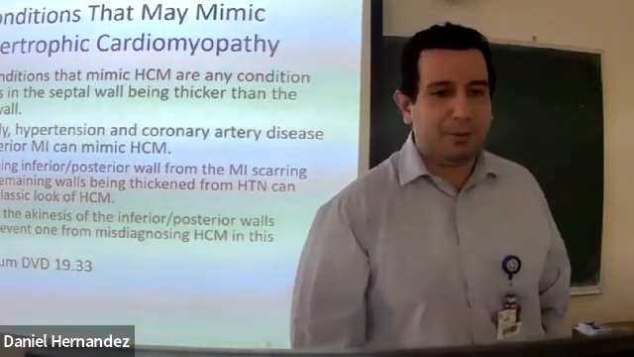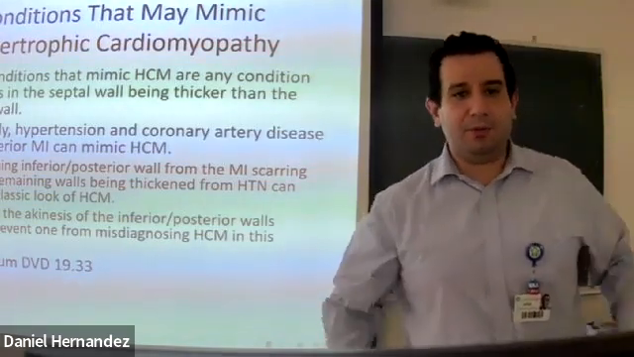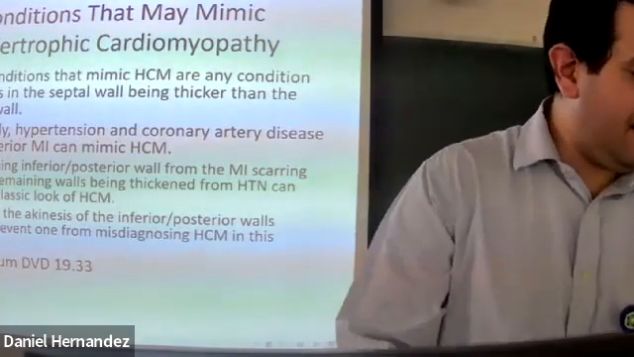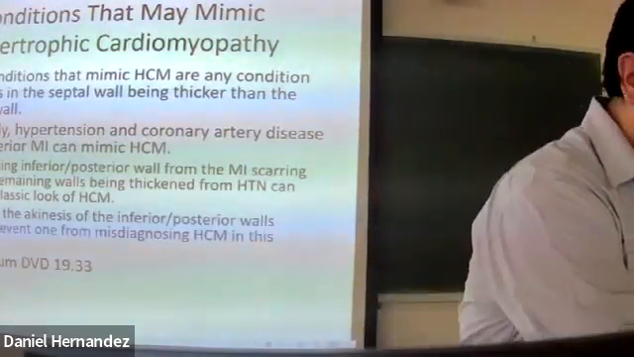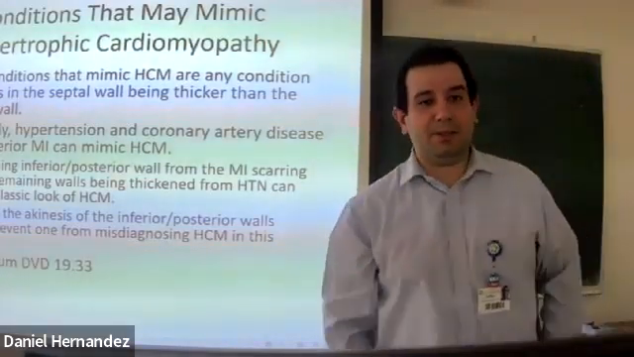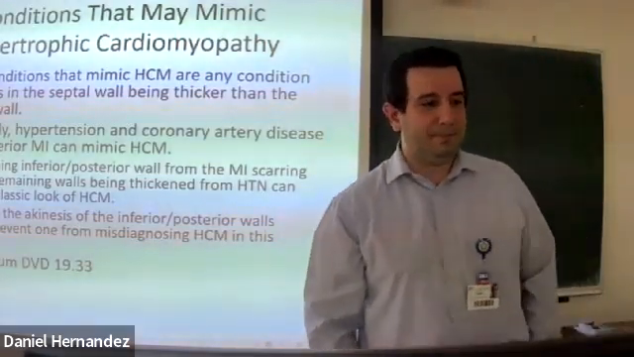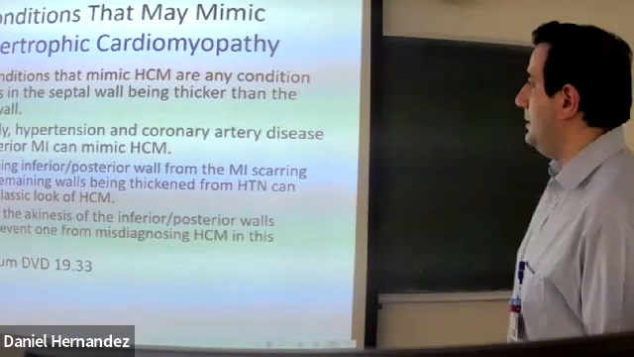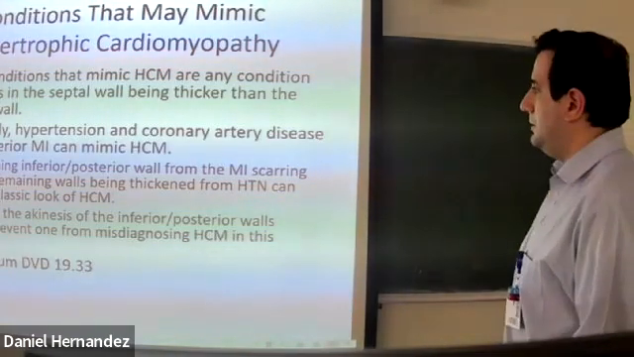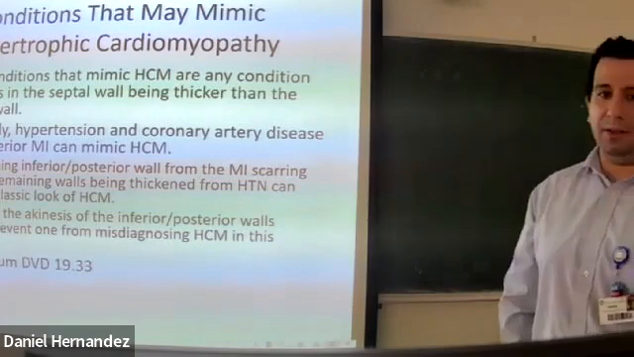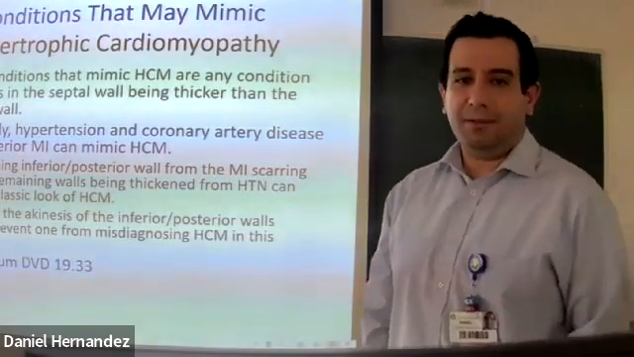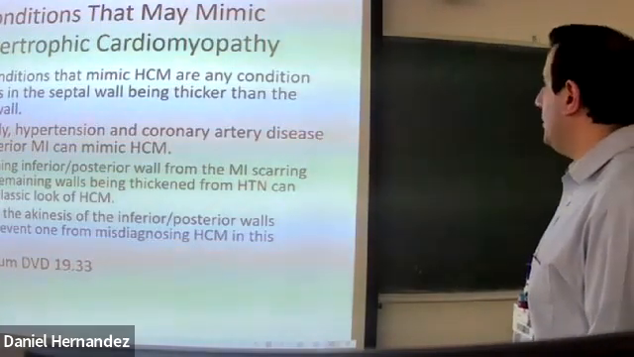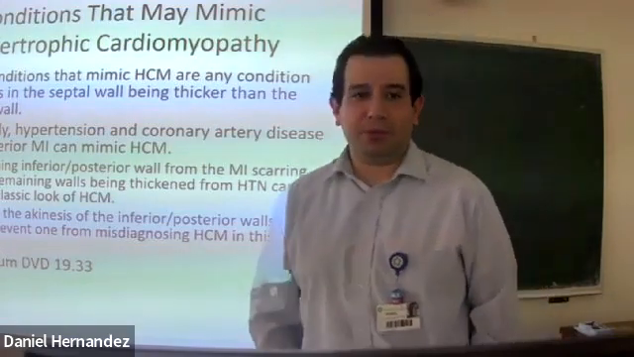Restrictive cardiomyopathy will have that biatrial enlargement, so two enlarged atria, normal sized ventricles, and that is primarily a diastolic dysfunction disease. The most common cause of restrictive cardiomyopathy is going to be amyloidosis. So it's considered an infiltrative disease. That's why they also call it infiltrative cardiomyopathy. Other causes are sarcoidosis and hemochromatosis.